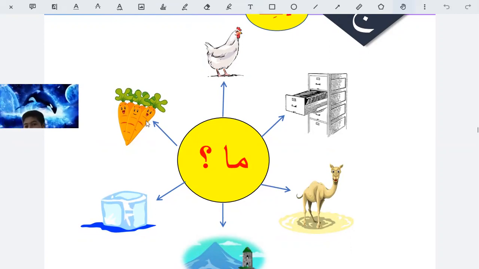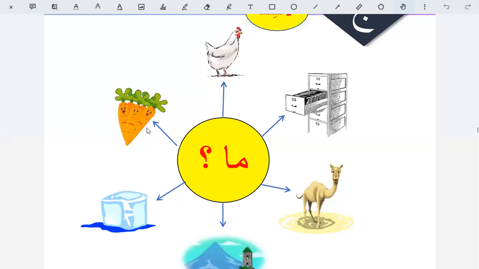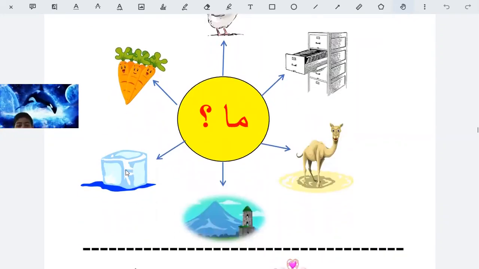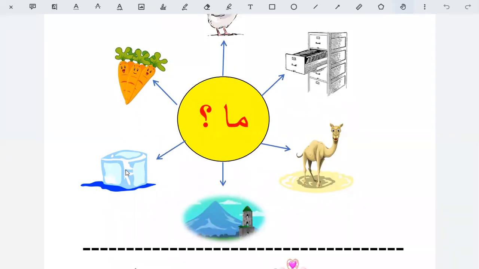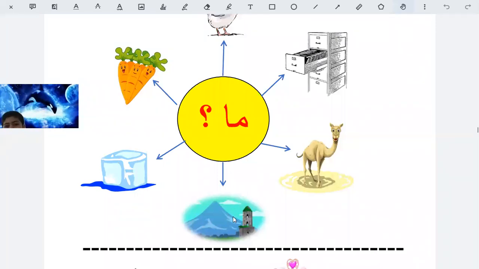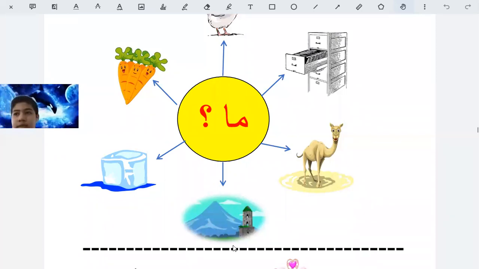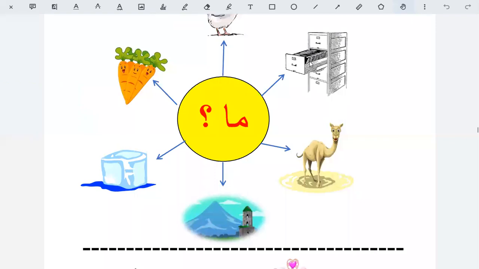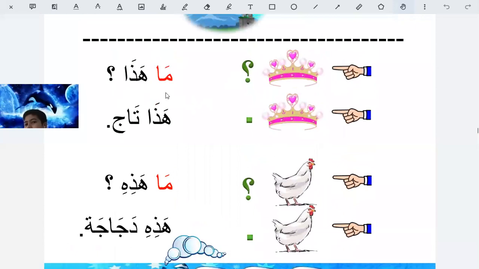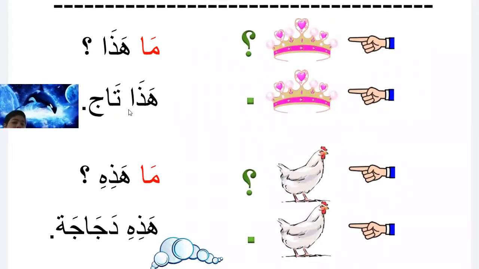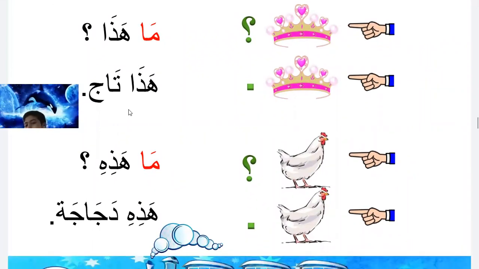Ma haza. Ma haza is... hazihi jazar. Jazar is a masculine word, so you will use haza. Haza jazar. Haza, okay. Ma haza. Haza saj. Ma haza. Haza jabal. Correct. Ma haza. Haza jamal. Ma haza. Haza durj. Good. Now read this. Ma haza. Haza taj. Good. Ma hazihi. Hazihi dajaja.